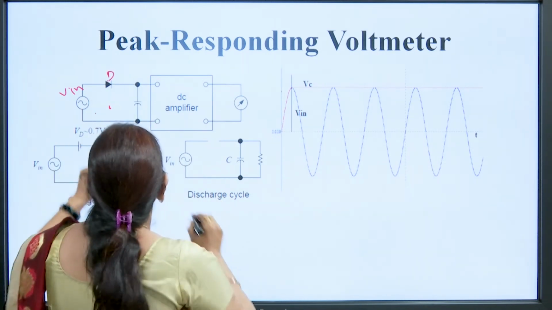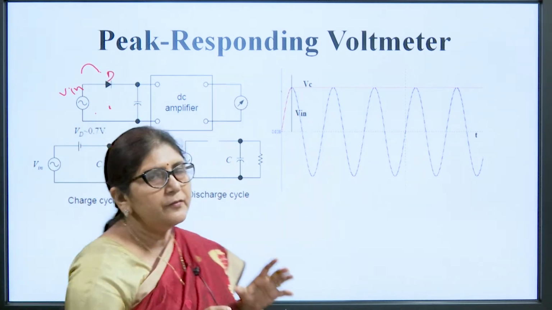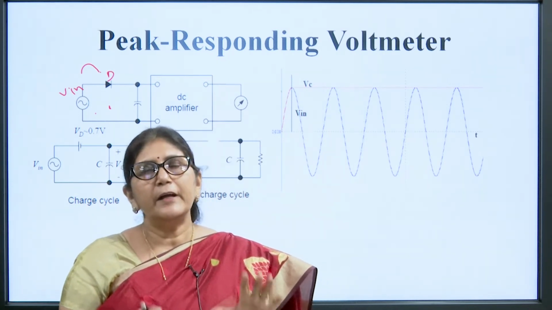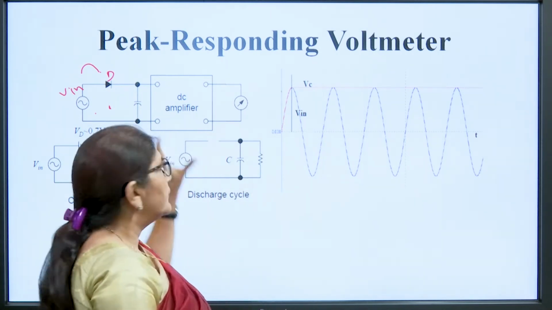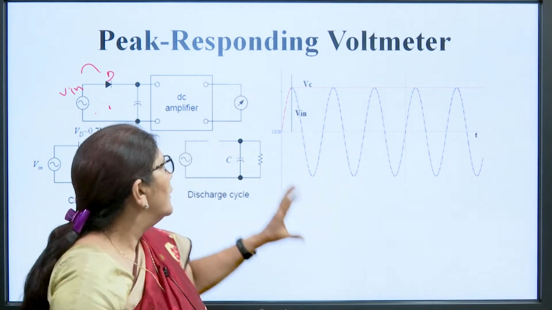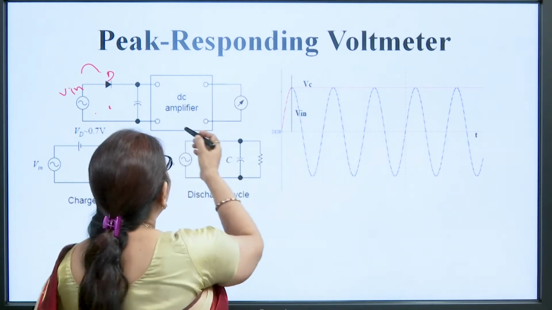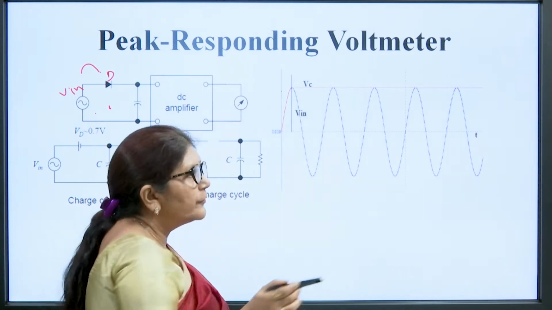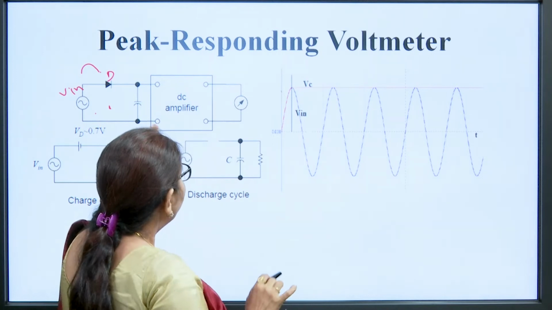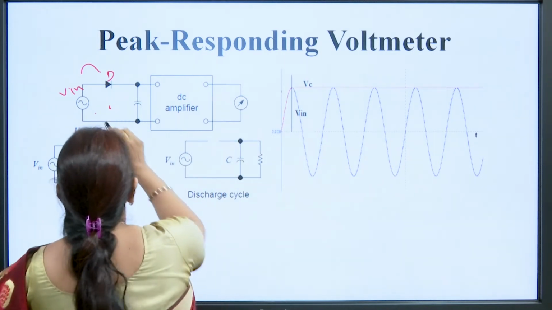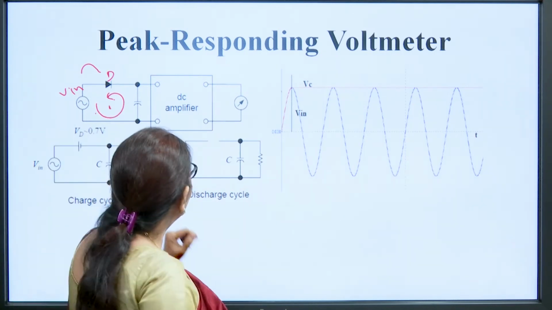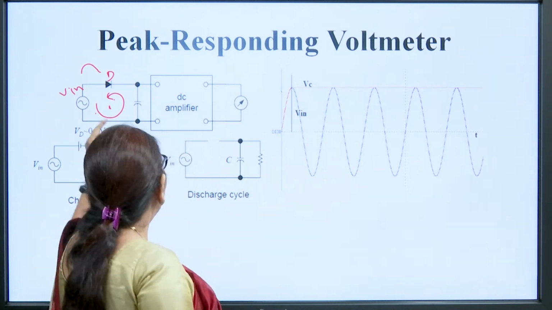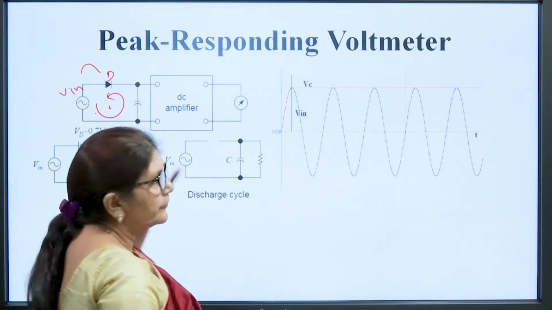So, what will happen when the positive half cycle of this signal appears? This diode will conduct, because a diode only conducts when the anode is positive with respect to the cathode. When this diode conducts, this capacitor will charge to the peak value of the input signal. After that, when the negative cycle appears, the current direction is reversed. Here the cathode of the diode is positive with respect to the anode, so the diode will not conduct. When the diode does not conduct, there is no discharging or charging of the capacitor.